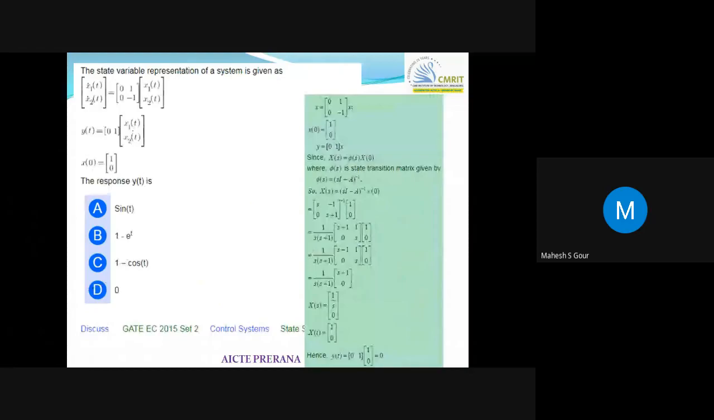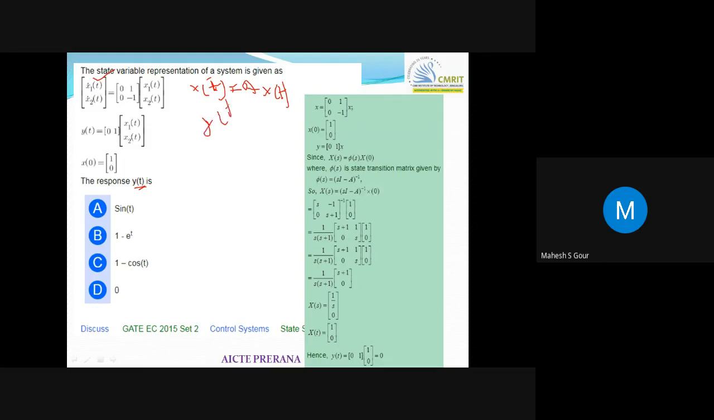Next problem. I wrote the solution also. So what is asked? They have asked y of t. So what is the representation of the system? It is x dot of t, and they have given the matrix. So what is the formula for x dot of t? You have A into x of t plus B into u of t. So B into u of t is not there. What does that mean? Here the input is 0, right? It is an example of zero input response, correct?